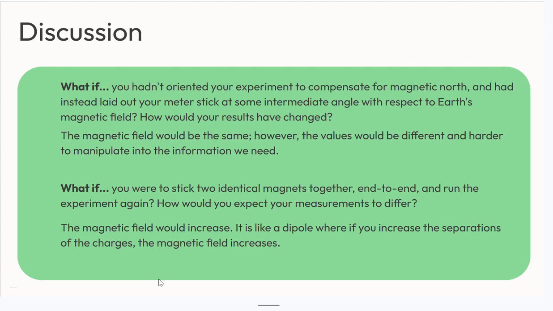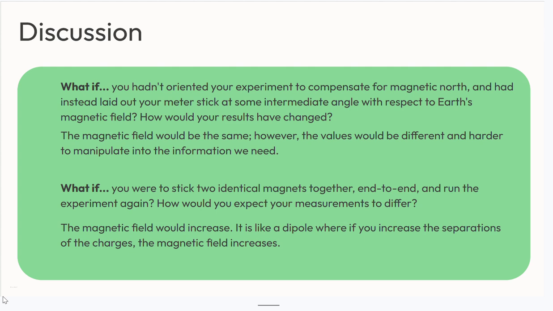And so now for some discussion questions. What if we hadn't oriented our experiment to compensate for magnetic north and instead laid our meter stick at some indeterminate angle? The magnetic field would still be the same. The magnetic field at that distance wouldn't be different, because that is the magnetic field of the magnet, but the values that we record would be different because of the different angle, and so it'd be a little bit harder to manipulate it into the information we need and get our magnetic moment.